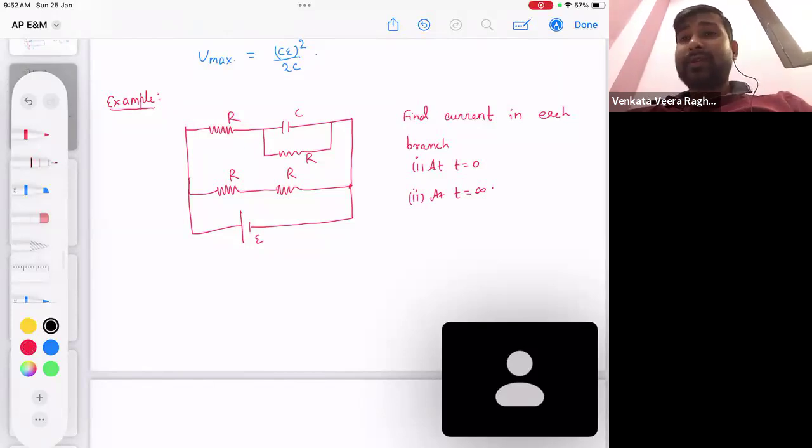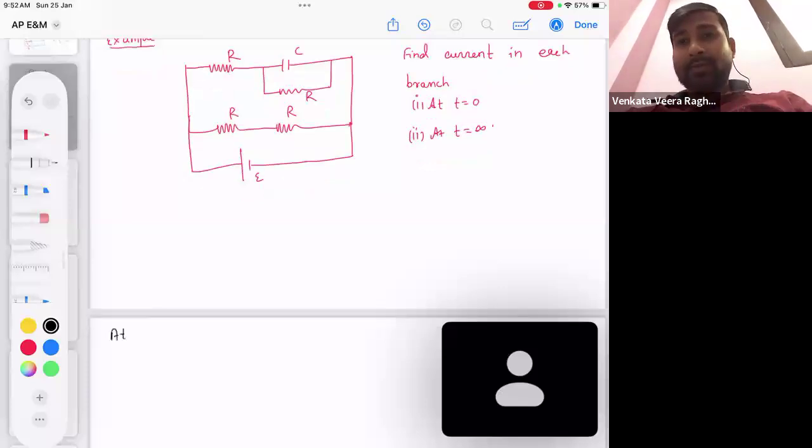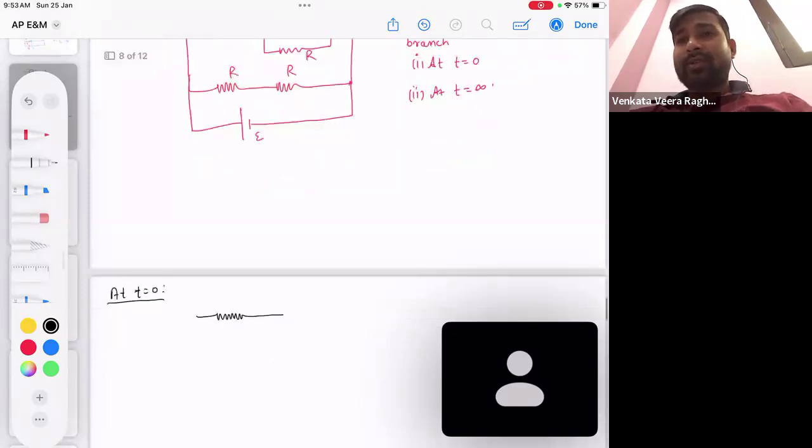So tell me, at t equal to 0, what is going to happen? If I'm going to redraw my circuit at t equal to 0, what did we learn about t equal to 0? We know that at t equal to 0, the capacitor is going to be short circuited. Okay, first draw the remaining part of the circuit. Draw the capacitor last.